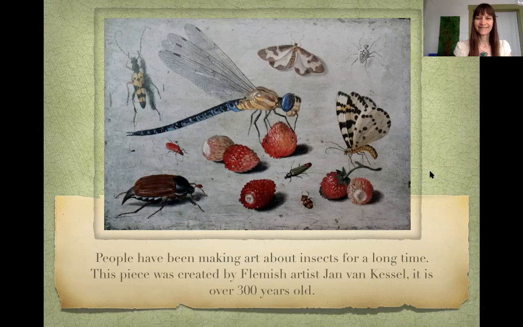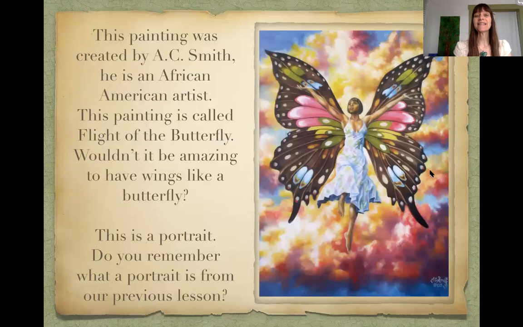This painting was created by A.C. Smith. He's an African-American artist. This painting is called Flight of the Butterfly. Wouldn't it be amazing to have wings like a butterfly? This is a portrait. Do you remember what a portrait is from our previous lesson? Well, a portrait is when you draw or paint or sculpt a picture of a friend.